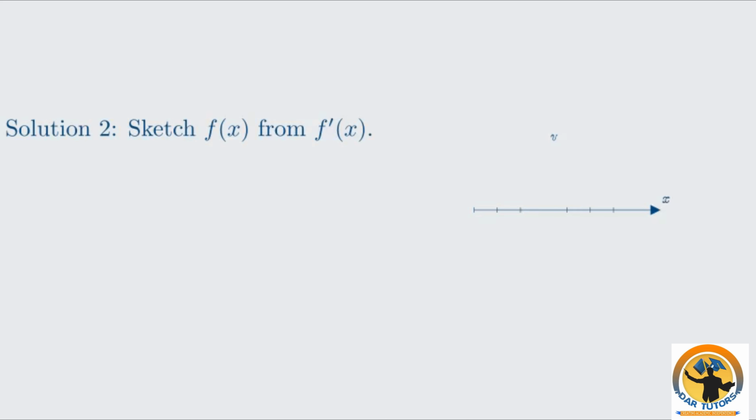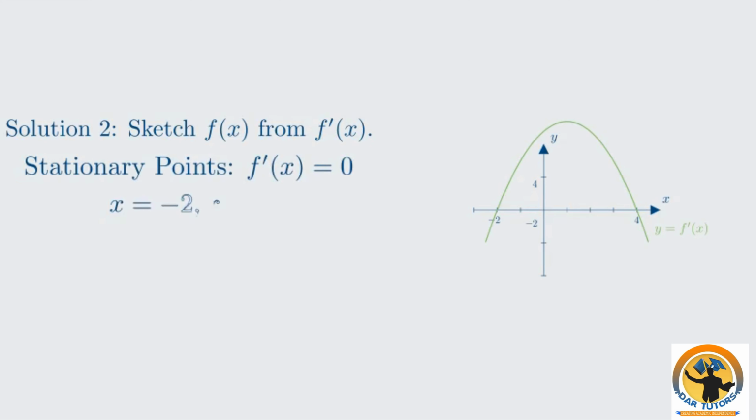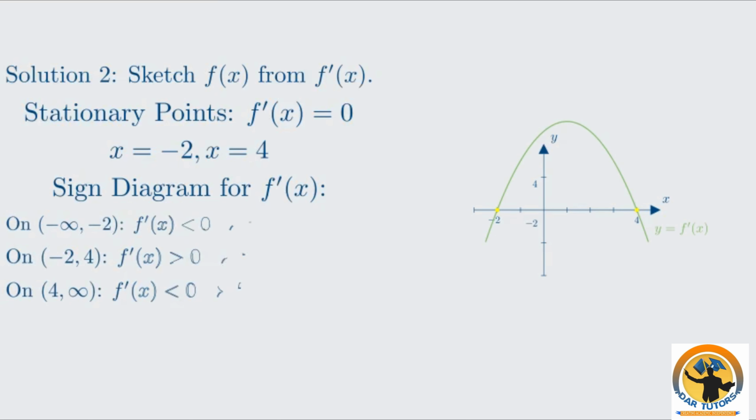Solution to question 2. We are given the graph of f prime of x, which is a downward opening parabola with roots at x equals negative 2 and x equals 4. First, stationary points occur where f prime of x equals 0. This happens at x equals negative 2 and x equals 4. Let's analyze the sign of f prime of x.